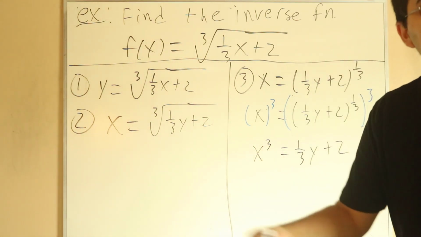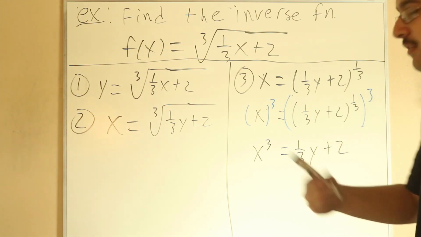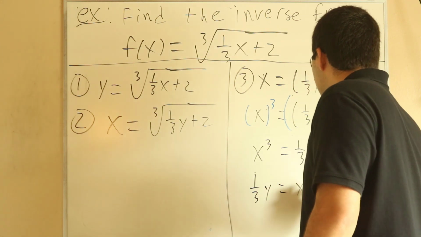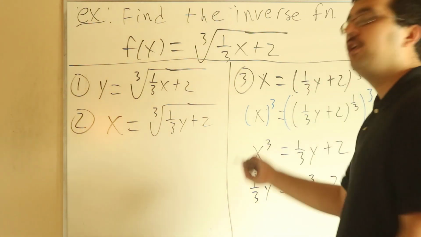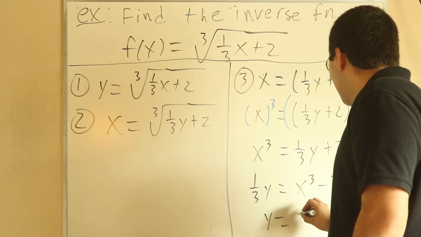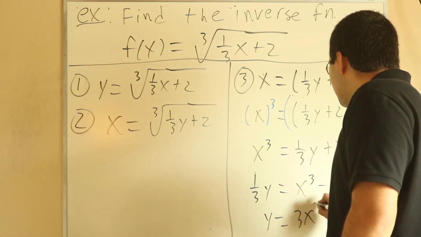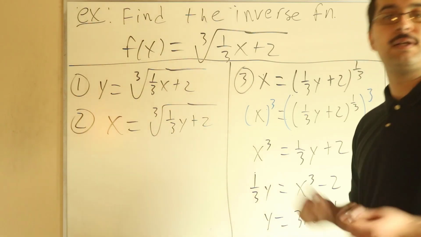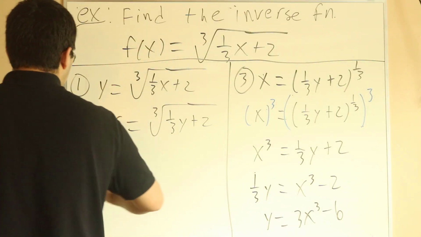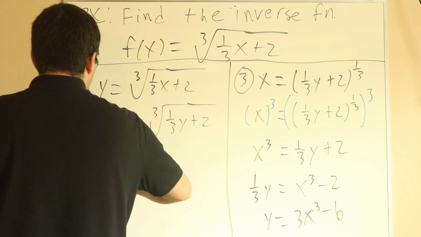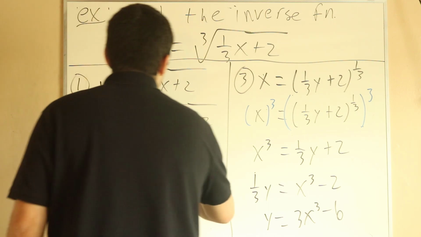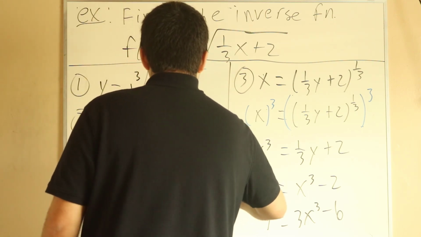And then from here, it's a pretty straightforward linear problem to solve. Subtract 2 from both sides. I get 1/3 y equals x cubed minus 2. Multiply by 3, and I get y equals 3x cubed minus 6. There you go. So step number 4, write this formally with the proper notation. So I get f inverse of x equals 3x cubed minus 6.